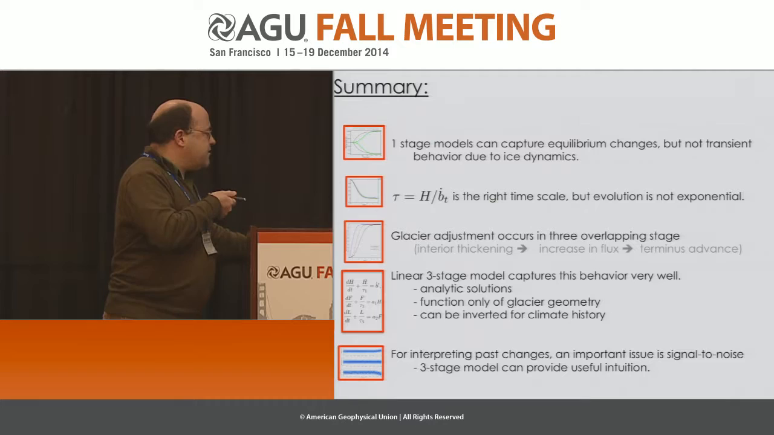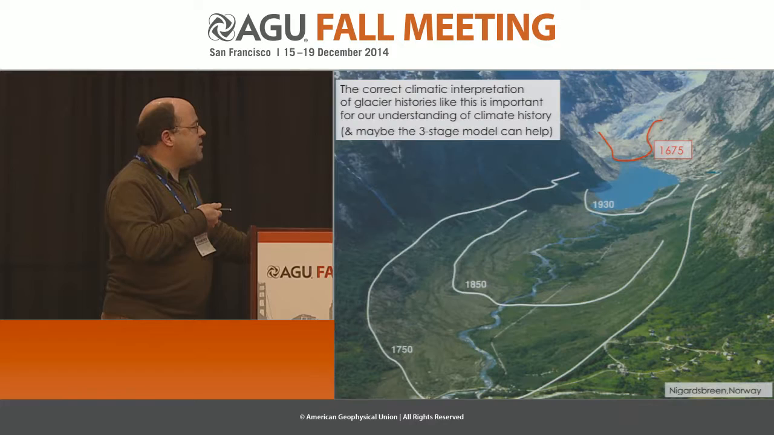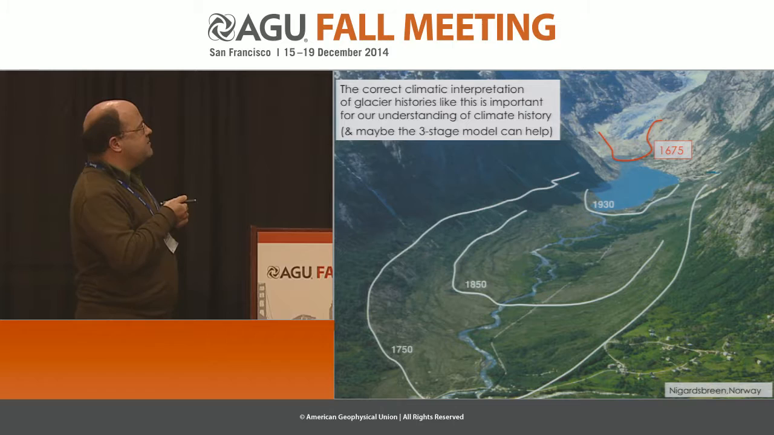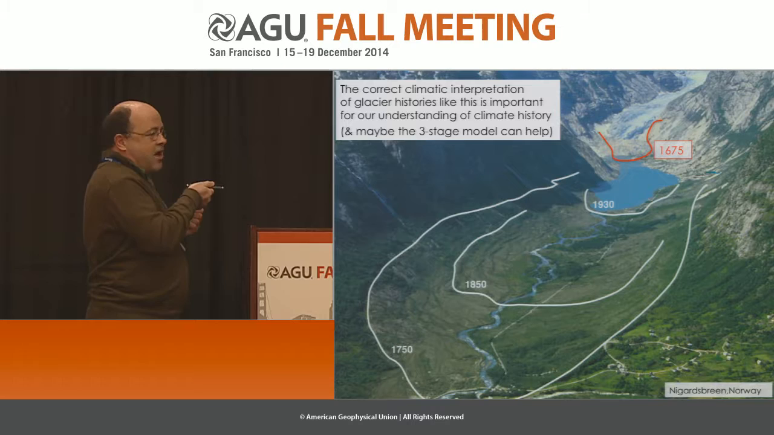And then one needs to account for this issue of signal to noise when interpreting past climates. And I'll just finish with this, of course, which is the result of those historical reconstructions of Nigardsbreen, and I'll just make the point that we need to be careful about how we interpret the climate history that gave rise to these kind of fluctuations on the landscape if we're going to have a clear understanding of what that climate history was. Thank you.